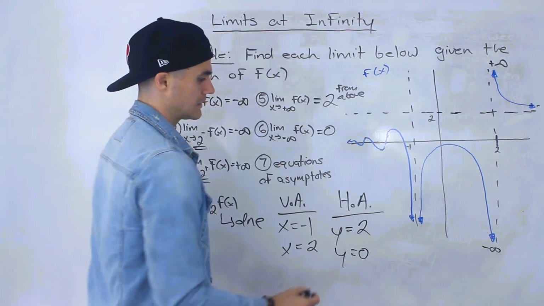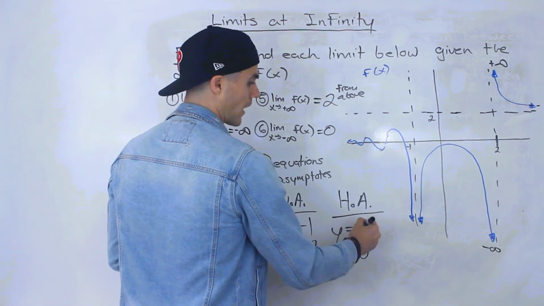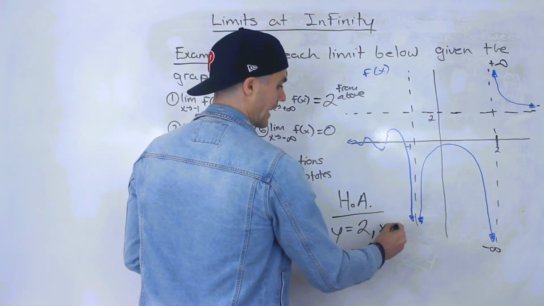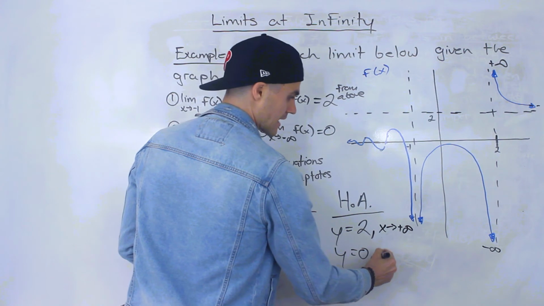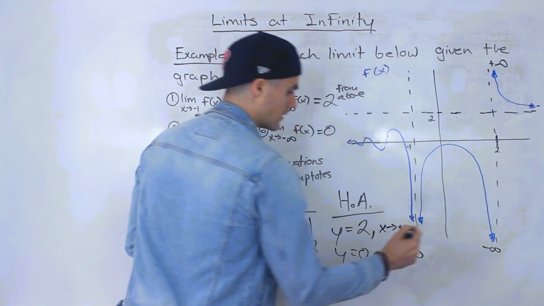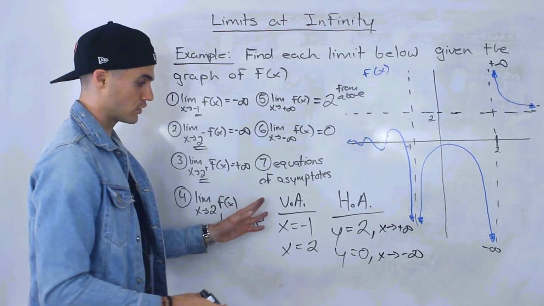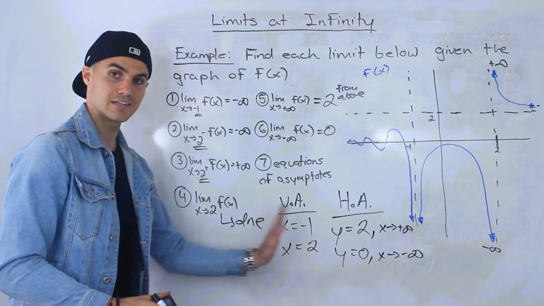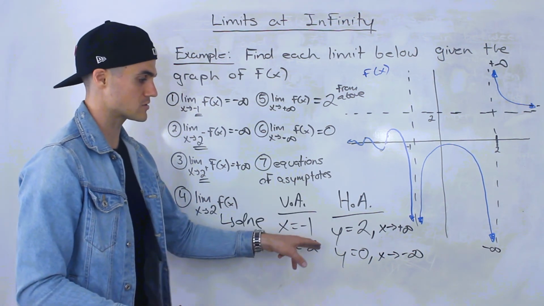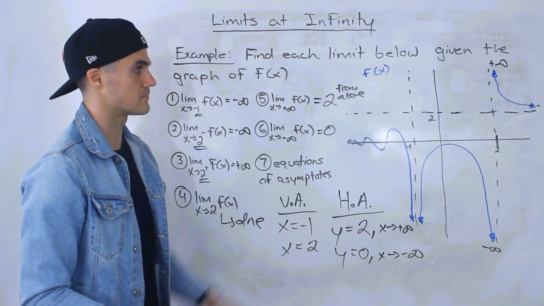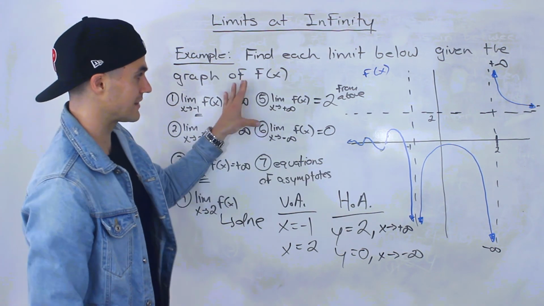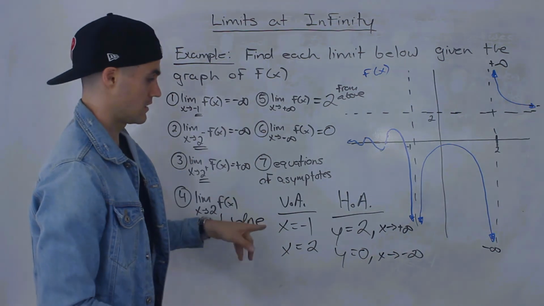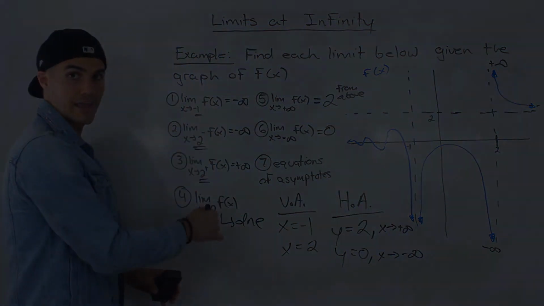And sometimes you want to be a little more specific here. So this y equals 2, that's happening when x goes towards positive infinity. This y equals 0 is happening as x goes towards negative infinity. So vertical asymptotes are always going to be stated x equals something. Horizontal asymptotes are going to be stated y equals something, right? And again, horizontal asymptotes, limits at infinity. Vertical asymptotes, infinite limits.